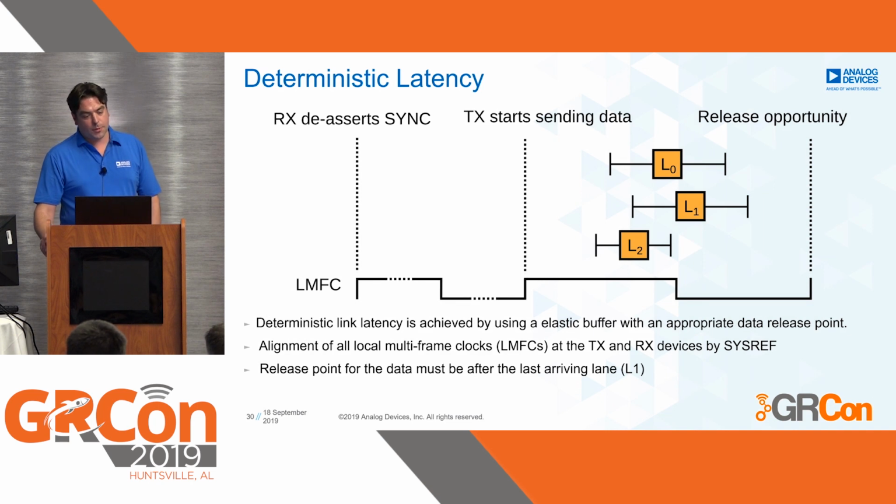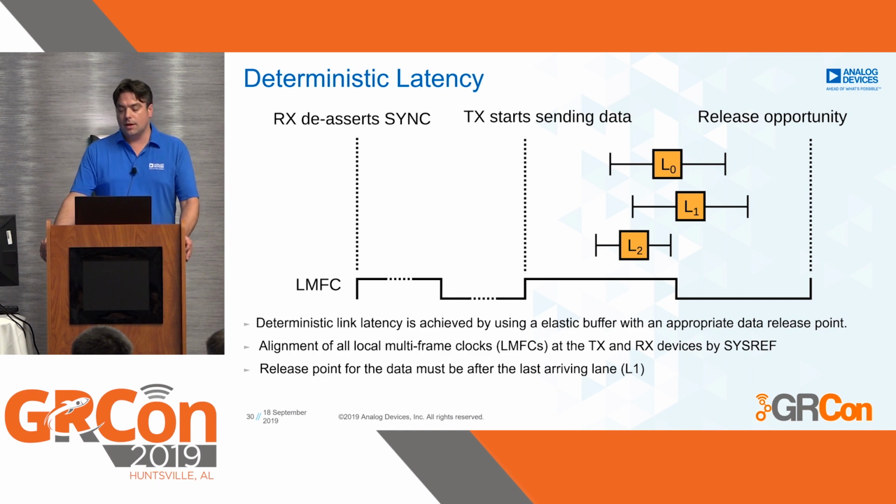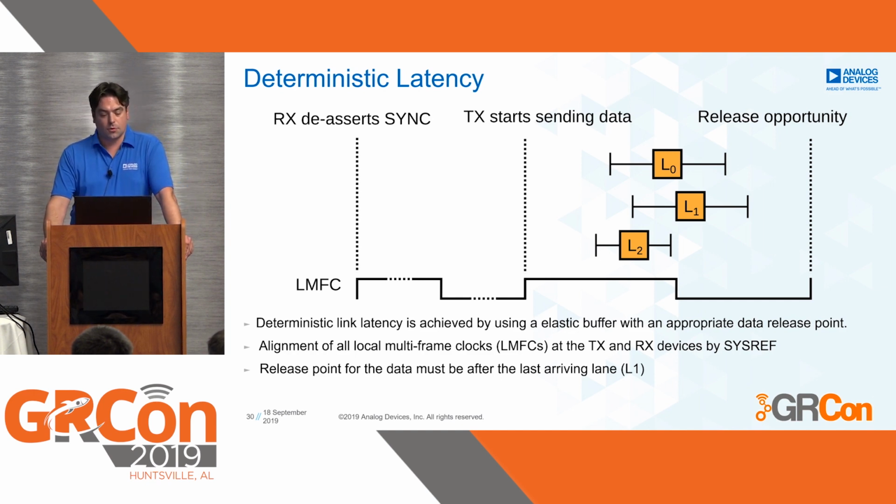So deterministic latency is achieved by using an elastic buffer with an appropriate release point. We see the lanes here in this example, lane 0, lane 1, and lane 2. They all arrive at a different time, and we need to make sure that the release opportunity on the link happens after the last lane arrives. And the release opportunity is synchronous to the LMFC.